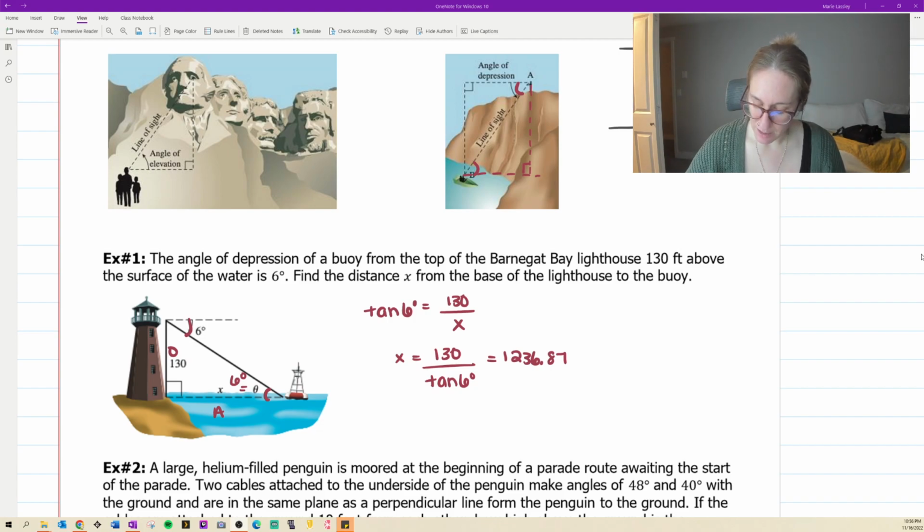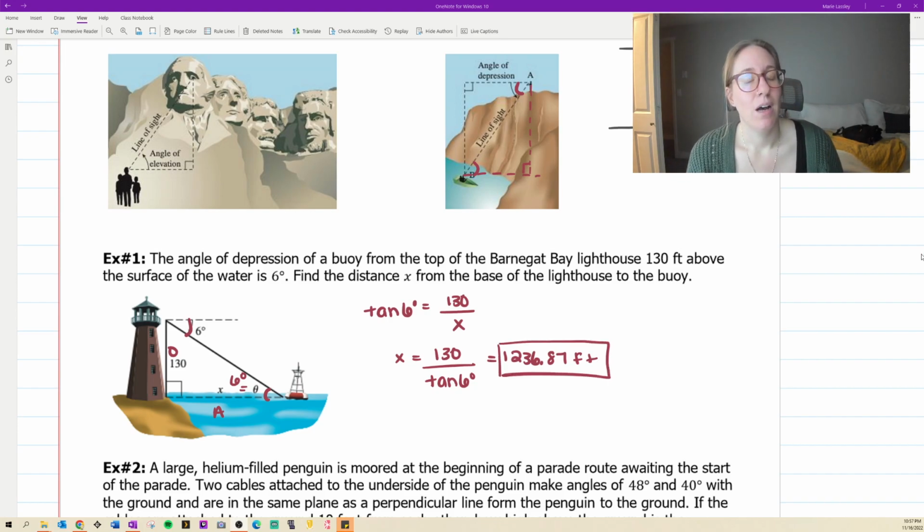And what are we in feet? Perfect. There we go. And that's the answer to the problem. That's all I gotta do. So it's a very straightforward angle of depression word problem. Now, the next one is not as straightforward and does require some substitution.